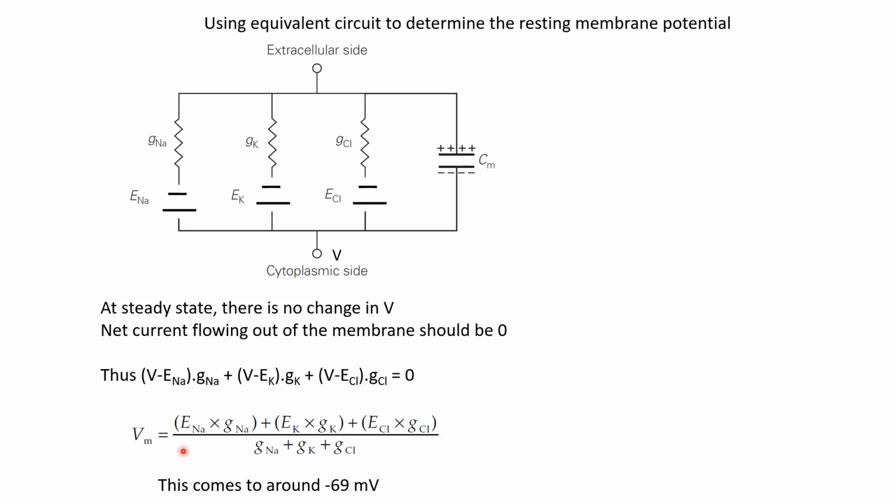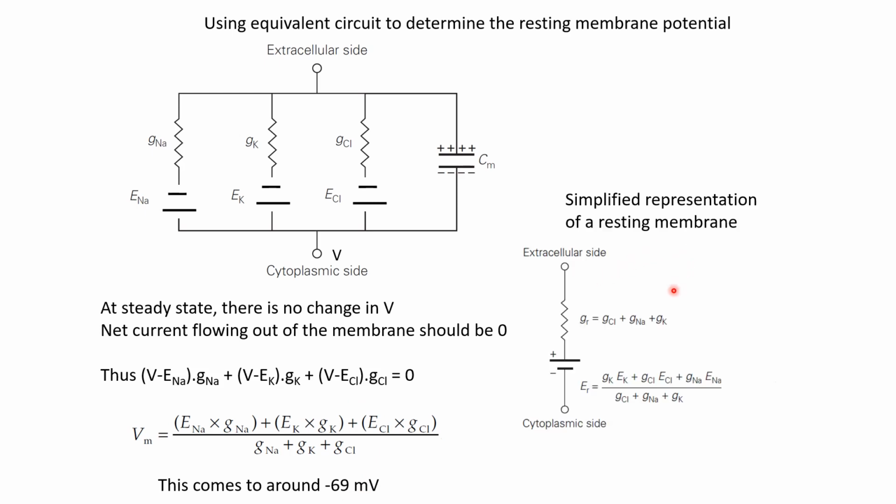So you can see that this value is sort of an average, but it is not simply the average of these three values. It is not ENA plus EK plus ECL divided by 3. Rather, it is the weighted average, and it is weighted by the conductance. If the conductance of potassium is higher, then this final voltage will be closer to potassium's equilibrium potential, and so on. As we know that the conductance of potassium is highest in the resting state, it is not surprising that this value comes closer to the equilibrium potential for potassium.